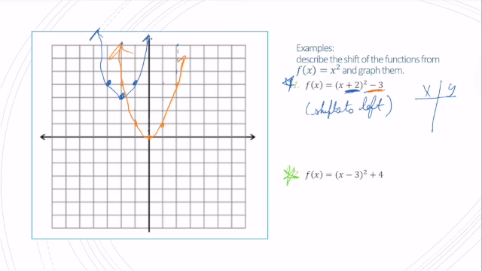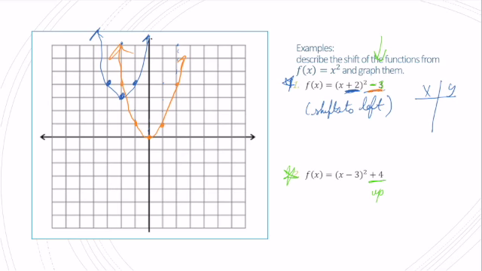Let's attempt one more of these. I have x minus 3 squared plus 4, so I know my graph is going to be shifted up 4. Oh, this was supposed to be down. You guys got to help me with this. This is supposed to be minus 3. So my graph is actually not supposed to be shifted up 3, but down 3.